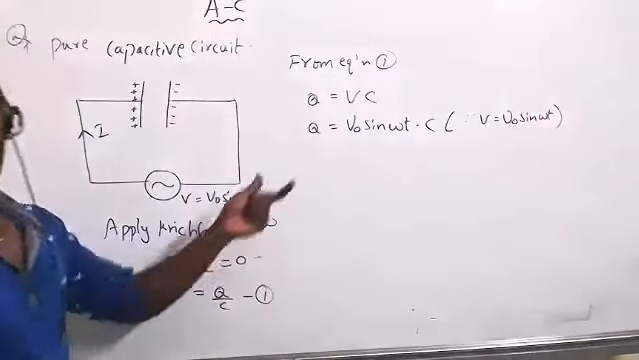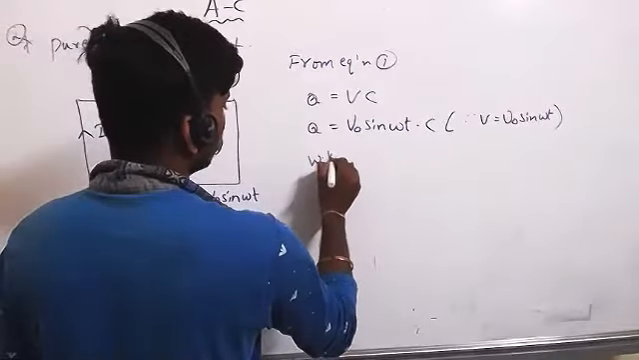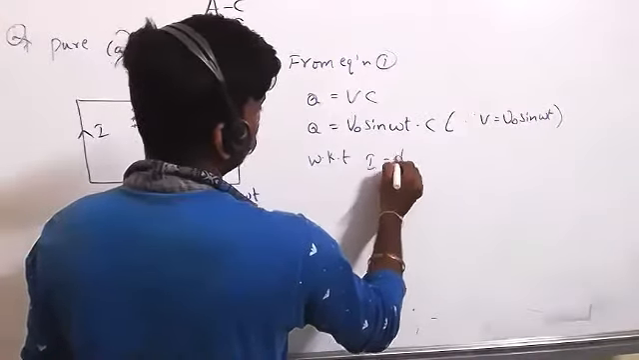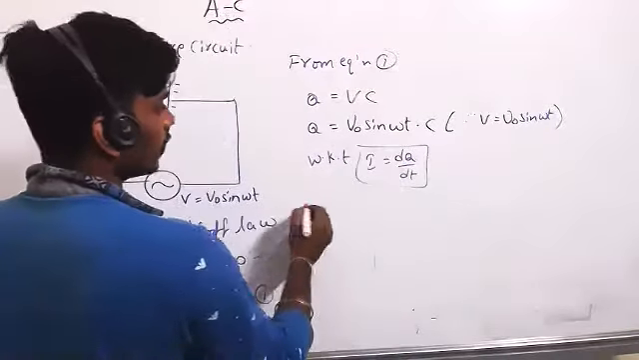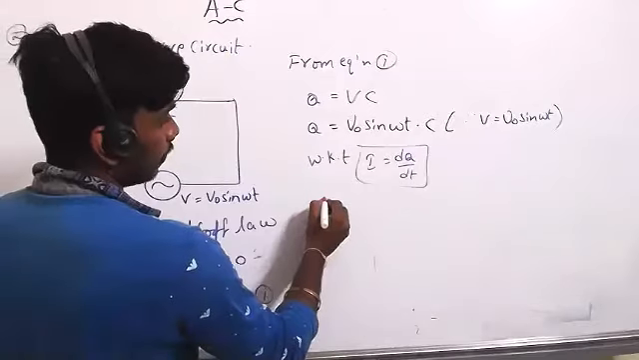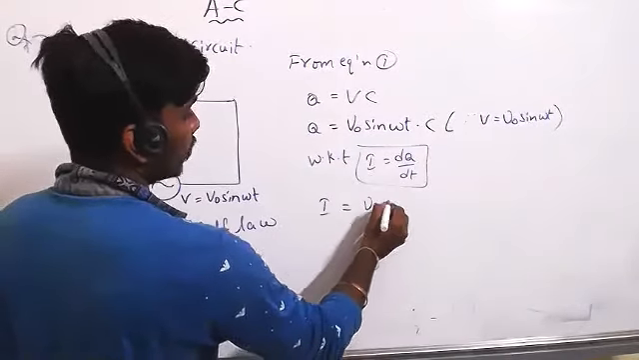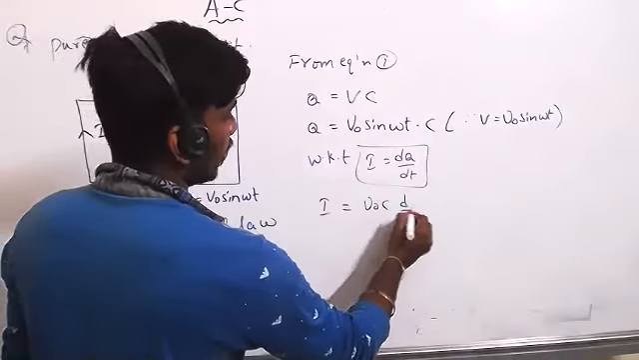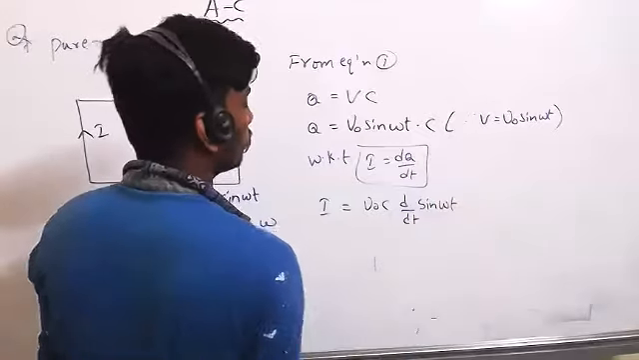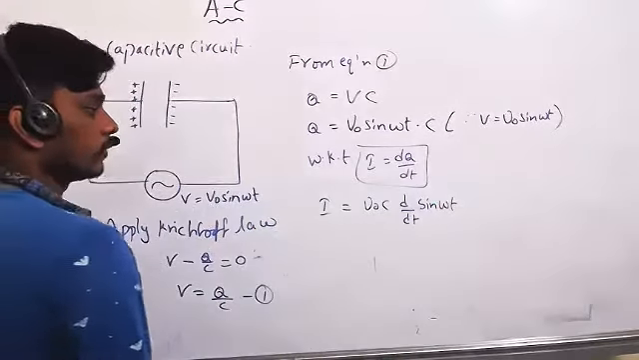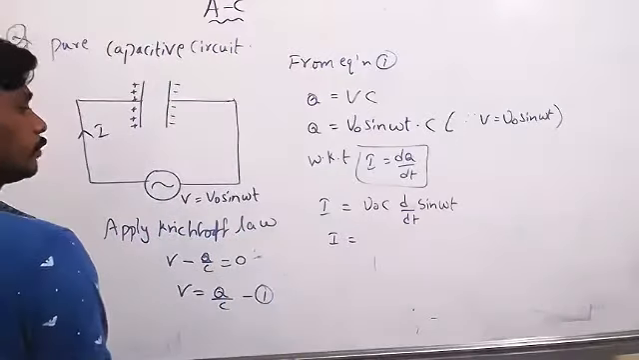We want current, but here charge is there. So what can we do? We know that I is equal to dq by dt. So differentiating both sides, what will we get? This side is I. V naught and C are taken out, d by dt of sine omega t. What is the sine omega t differentiation?